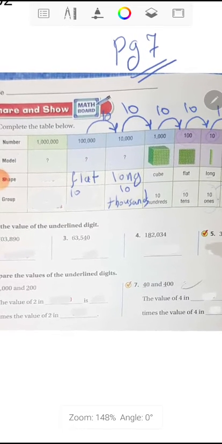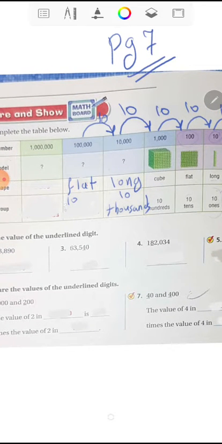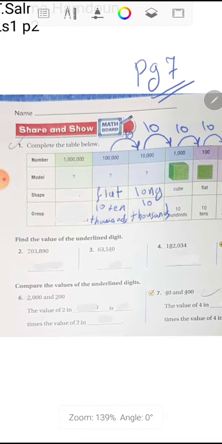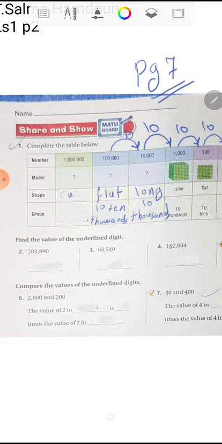Okay, I will make it closer for you. 10 thousands. Okay, now let's continue. After 100,000 I have million. Okay, so to find the shape or the description here, I will repeat the pattern. After cube, long, flat, I will repeat also cube. Okay, so after that you will find the pattern.